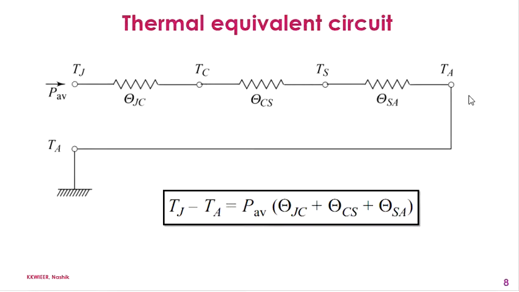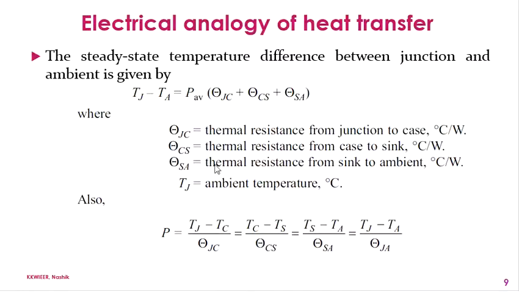So V2 minus V1 will be equal to I into R1 plus R2 plus R3. The same thing is written over here. Tj minus Ta is equal to PAV into theta Jc plus theta Cs plus theta Sa. So the same notations are written over here, and this current can be given by the temperature difference between two terminals divided by the intermediate resistance. So P is equal to Tj minus Tc upon theta Jc, Tc minus Ts upon theta Cs and so on.